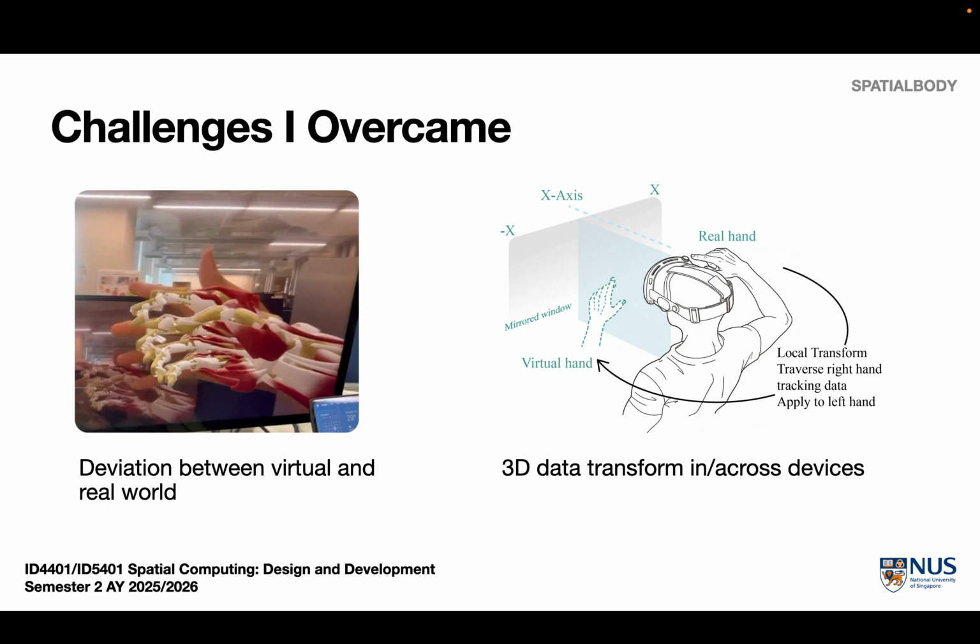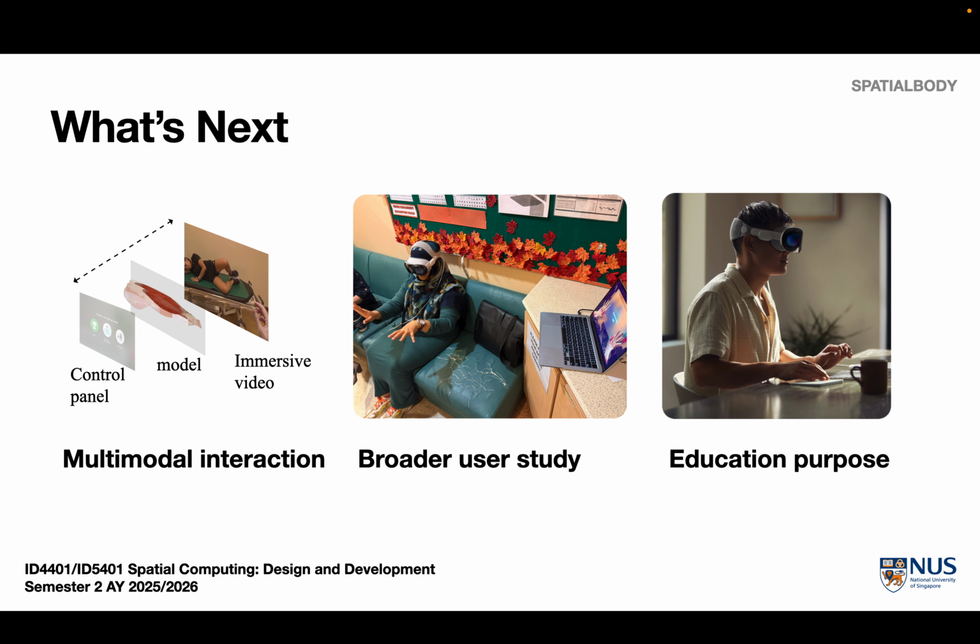The second is the 3D data transform within devices and across devices. It's a 3D transform matrix, so it requires a lot of calculations to make them work in collaboration in real time.